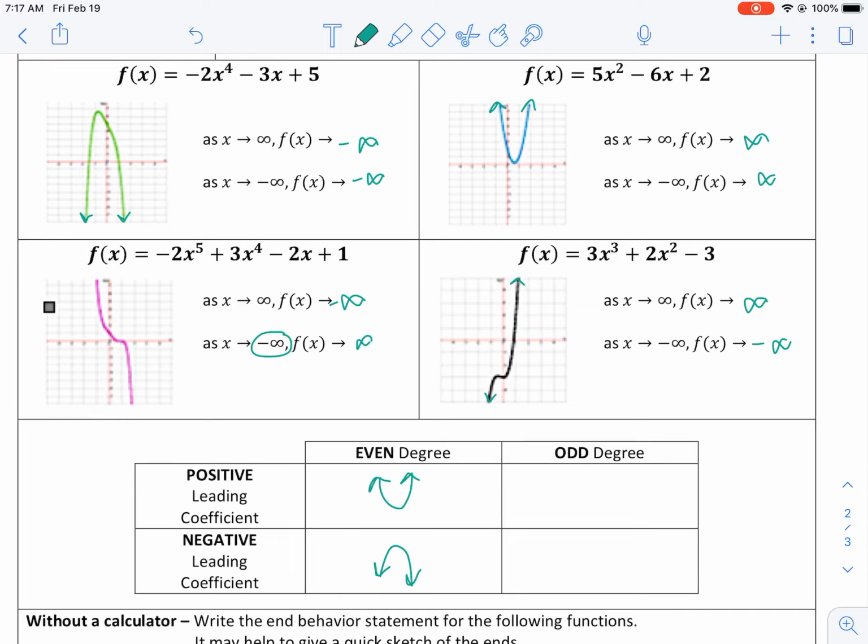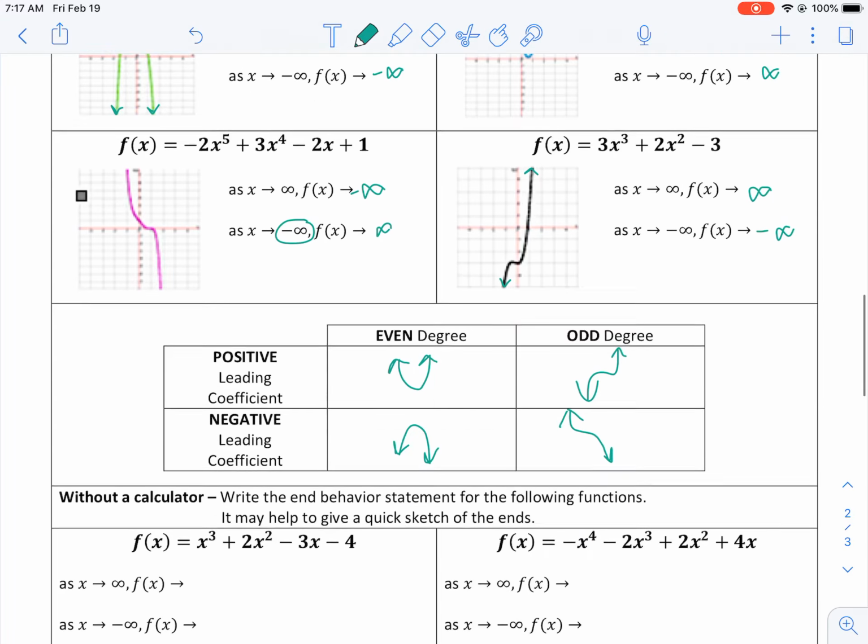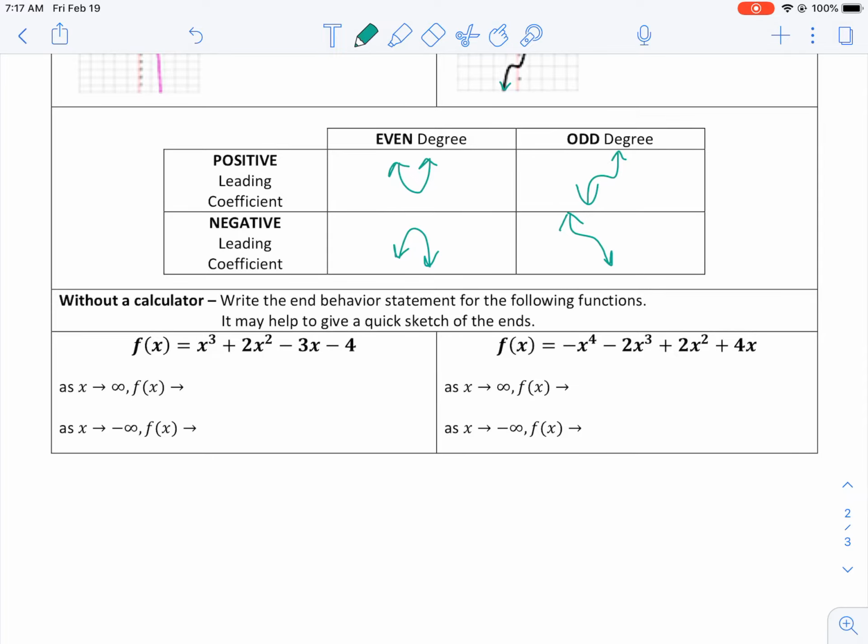For odd degree, positive leading coefficient, that's this example over here. It's going down on the left, and it's going up on the right. And then negative is always flipped. So it's always flipped from what the positive one was. So over here we look at negative, it's actually going up on the left, and it's going down on the right. And based on this little table right here, you should be able to fill out the end behavior based on just looking at the equation.